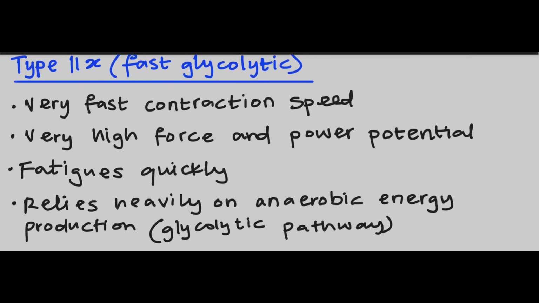Next we have type 2X, fast glycolytic muscle fibers. These muscle fibers have a very fast speed of contraction. They produce very high force and have a high power potential, but they fatigue very quickly. And lastly, they rely heavily on anaerobic energy production, specifically using the glycolytic energy system.